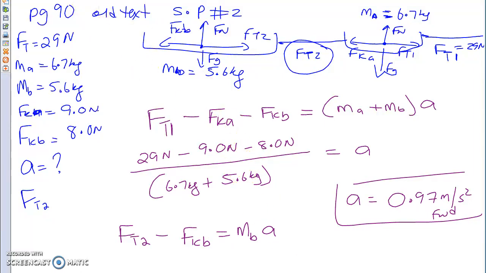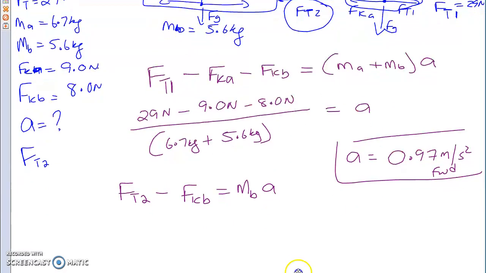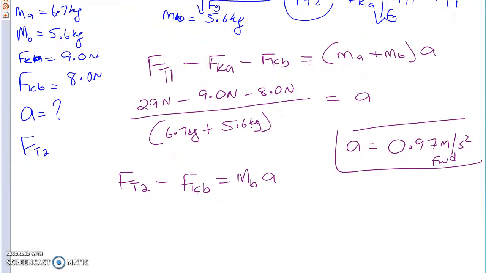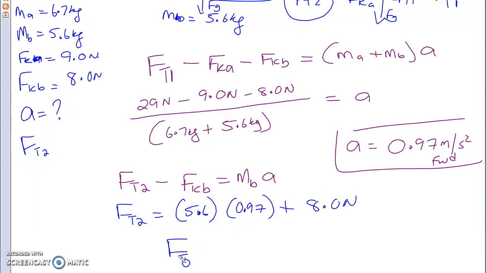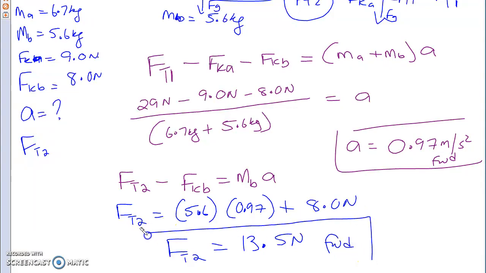So what you're going to do is solve for it then. Ft2 we don't know, which equals mass 2, which is 5.6 times 0.97 plus 8 newtons. What do you get for your Ft2? 13.5 newtons forward. Yep.